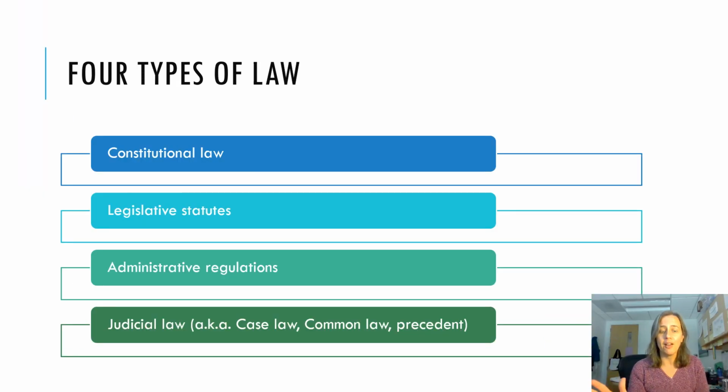So, four types of law, right? Founding documents, constitutional law; things that our legislature passes, U.S. Congress or state legislature; administrative regulations from the executive branch, be that the White House and other federal agencies underneath that executive branch, or at the state level, we have a whole executive branch as well. And then judicial law or case law, which is interpretations of laws and policies made by judges that then set a precedent.